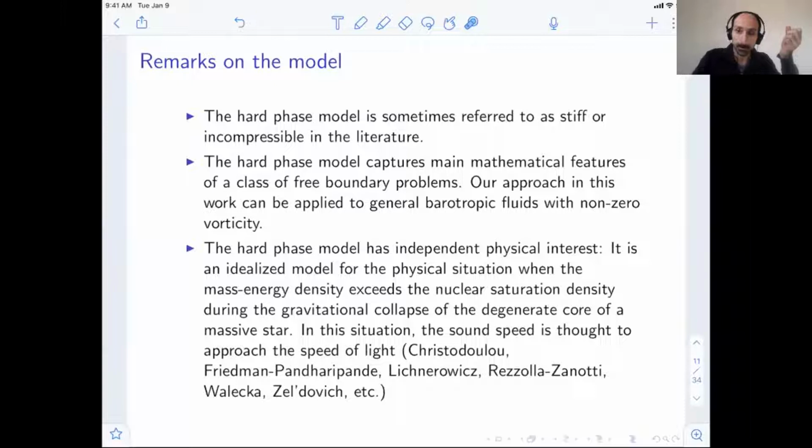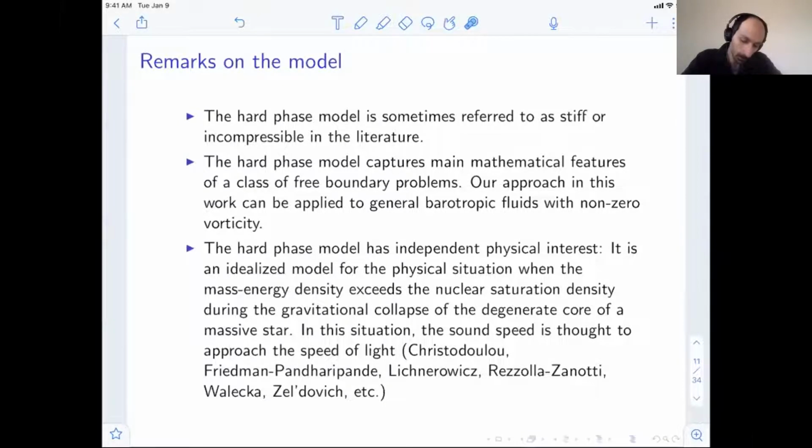I'm not going to say too much about this. I just wrote down some names of people who consider this, mainly to say that we're not the people who came up with this model. This has been of interest to people who are interested in this from a more physical point of view. It's not just a mathematical toy. Those are the reasons, but at least mathematically, like I said, it captures many of the essential features of more general classes. So that's a few words about the model.